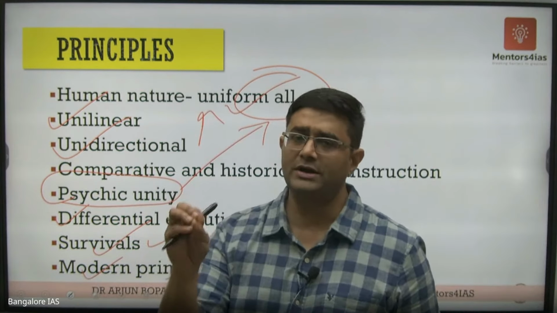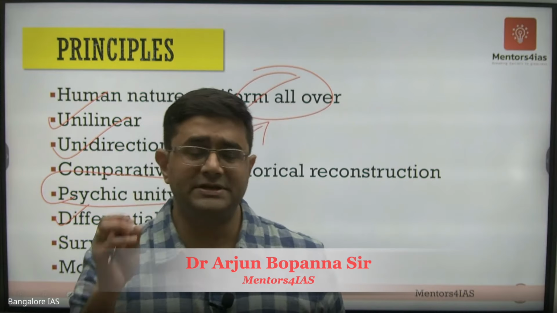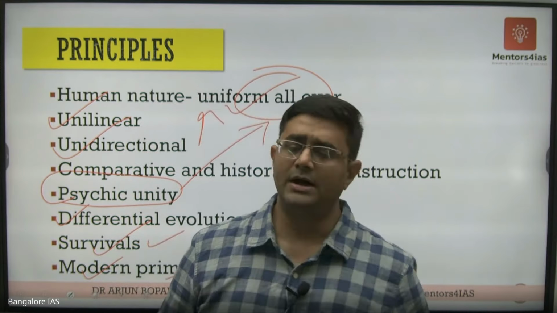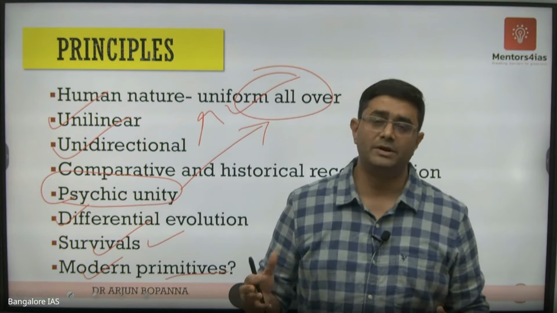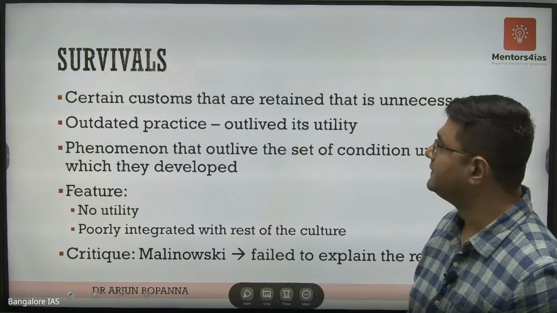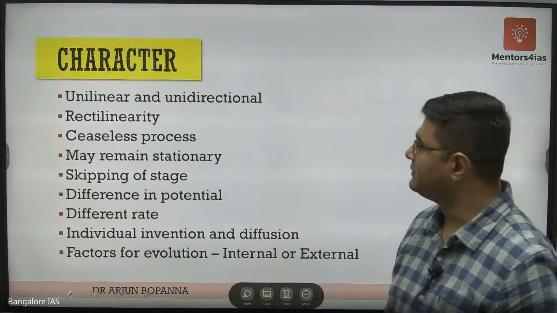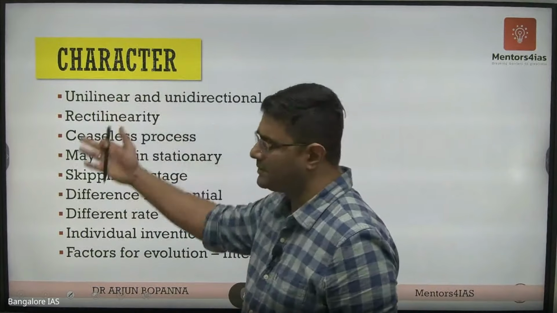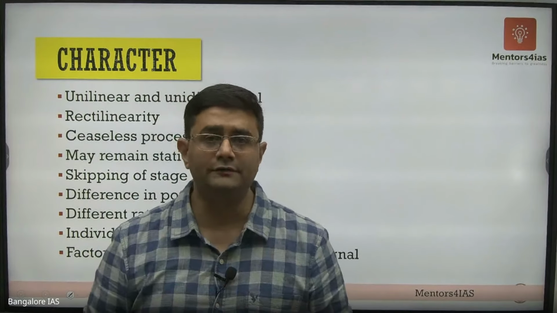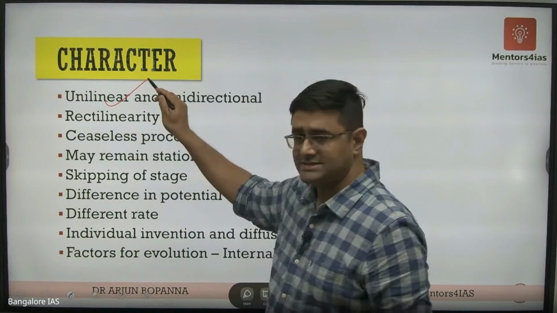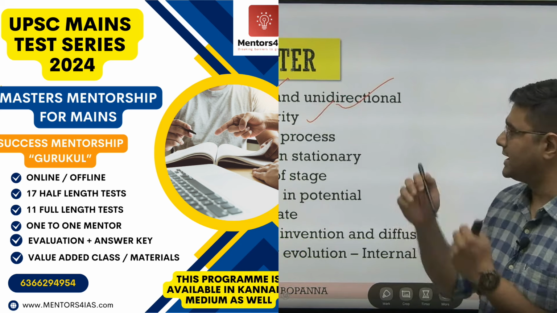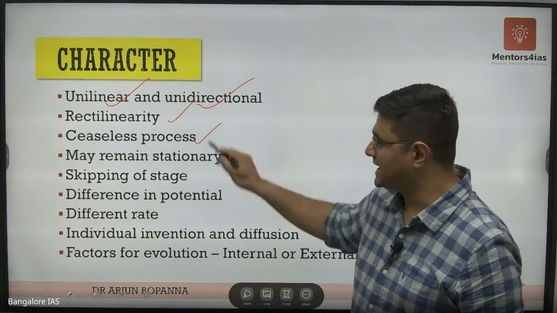They say that these modern day primitives are not the first or the earliest societies. They are basically the contemporary primitive or savagery societies. So those are the principles of classical evolution. So they talk about the character of evolution. How does evolution happen, or what is the character of evolution? So they are unilinear, in a single line, unidirectional, rectilinear, always progressive, onward and upward, always ceaseless. That means it keeps happening.